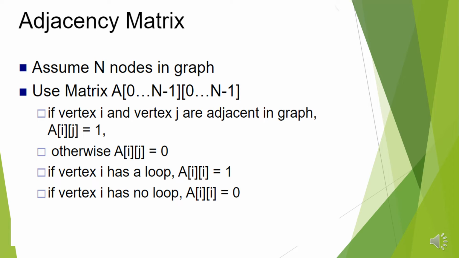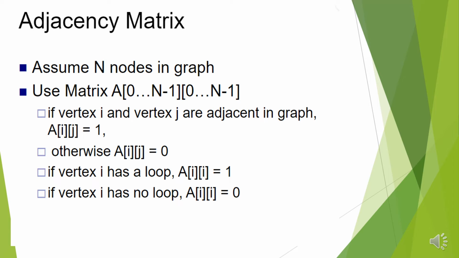So the first one we're discussing is the adjacency matrix. Assume n nodes in graph. Use matrix A of 0 to n minus 1 and 0 to n minus 1. If vertex i and vertex j are adjacent in graph, that is A[i][j] equals 1, otherwise A[i][j] equals 0.